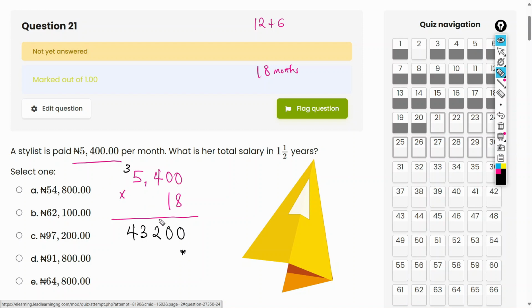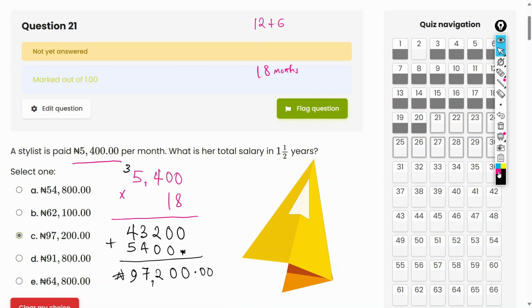We multiply by 1. 1 times 0 is 0. 1 times 0 is 0. 1 times 4 is 4. 1 times 5 is 5. And then we add 0, 0, 2 plus 0, 2, 3 plus 4, 7, 4 plus 5, 9. So his salary is 97,200 naira. And that's right here.